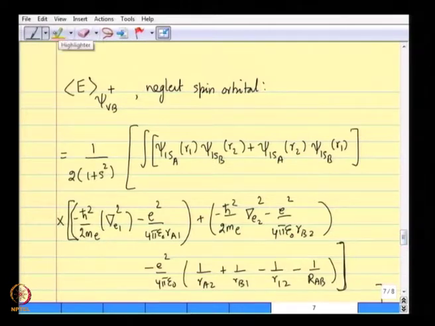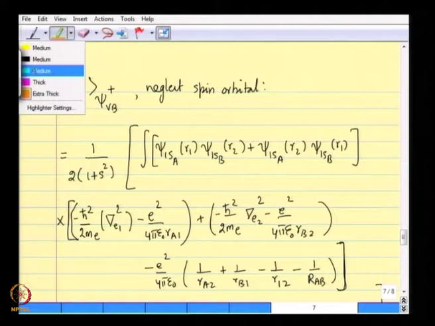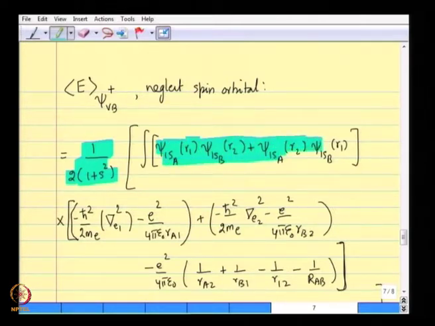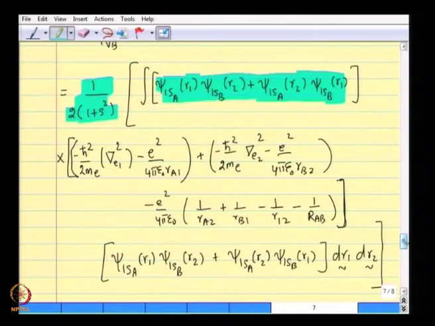The valence bond wave function is for the two nuclei called A and B, and the electrons denoted 1 and 2 with the electron coordinates r1 and r2. The valence bond wave function was what you see here, 1 by 2 square root of 2 into 1 plus S squared times this wave function, psi 1s A(r1) psi 1s B(r2), plus, the electrons being indistinguishable, their coordinates switched, psi 1s A(r2) psi 1s B(r1).